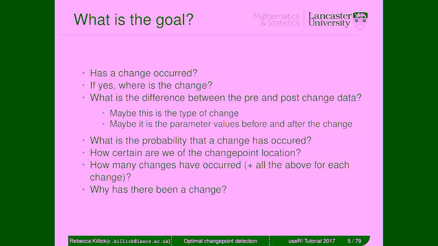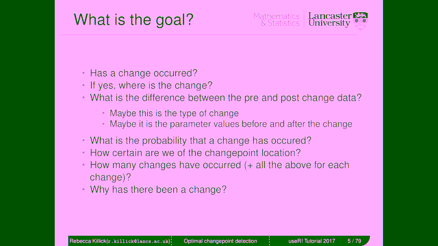And not only what's the probability that a change has occurred, but also, given that a change has occurred at a specific time point, how certain am I that it's at that time point and not one time point earlier or later or something like that. So that's what that is. And more these days, we're wanting to know, well, how many changes have occurred? And when you extend it to that issue, you then have all of the above questions, but for every single change point at that time.